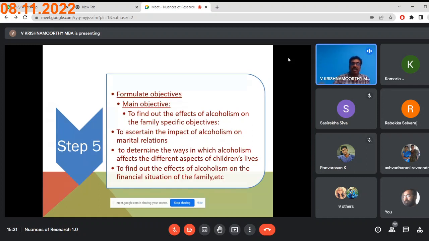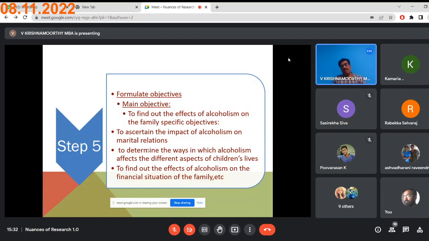Based on the research questions, you can formulate the research objectives. This is very, very important. We should have some research questions, and based on the research questions, we should formulate some objectives. So what may be the objective? To find out the effect of alcoholism on the family, to ascertain the impact of alcoholism on marital relations. Okay, this is my first objective. When you identify the first objective, immediately your mind should say which type of statistical tool can be used for this impact, because you would like to study the impact.